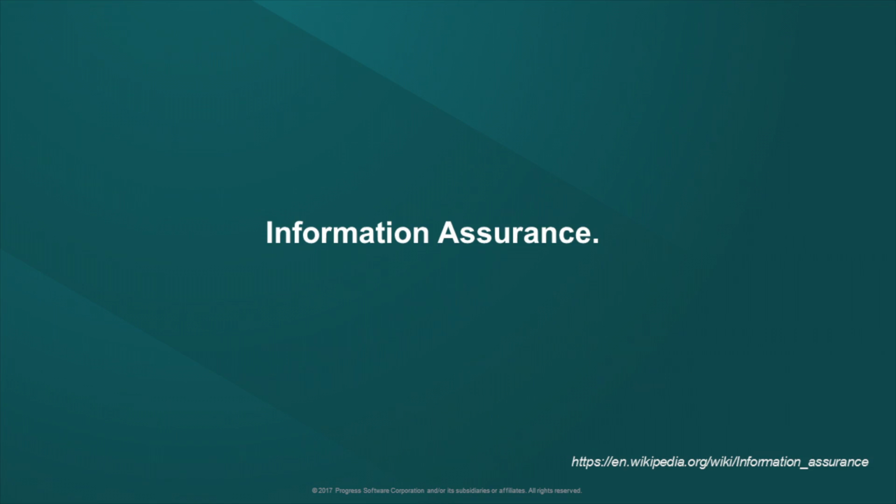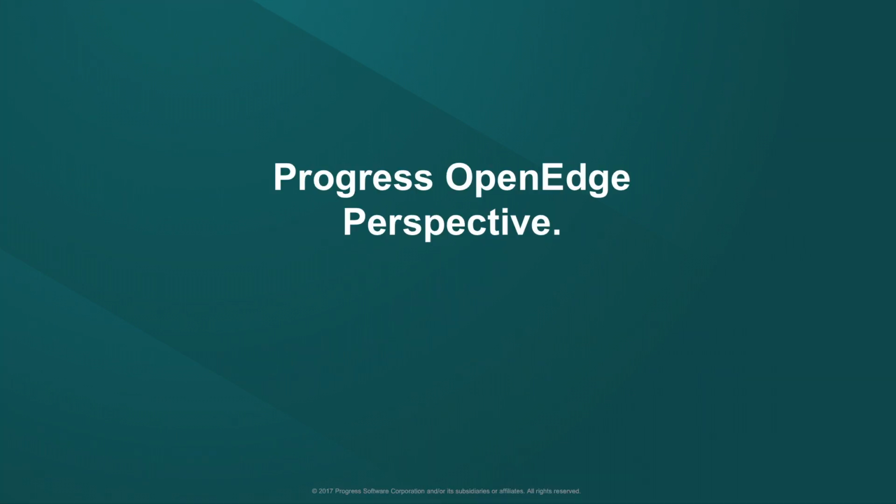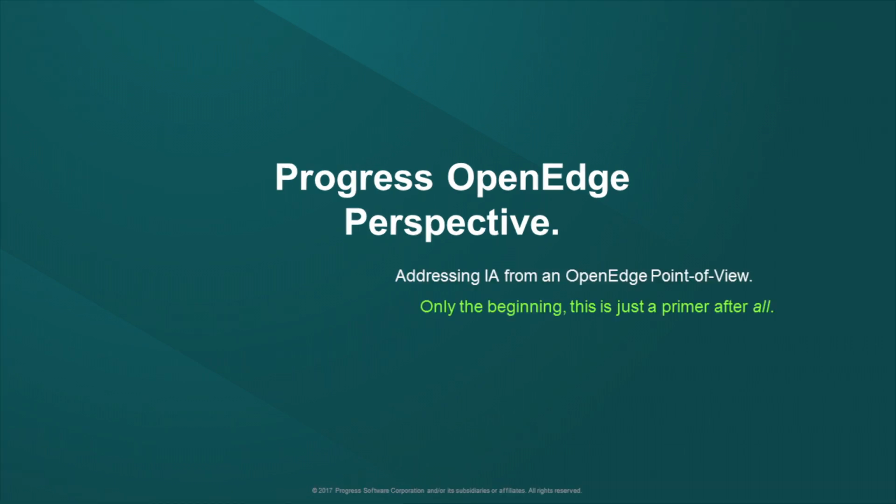The ultimate goal and the central asset that we're going to be looking at here is protection of your OpenEdge data. We're going to be addressing information assurance from an OpenEdge application point of view. It's virtually impossible to cover security topics from an enterprise level in a short webinar such as this, so that's why we're going to be addressing them from an OpenEdge point of view only. It is, after all, just a primer. But it's also the first in a series of security-focused webinars.